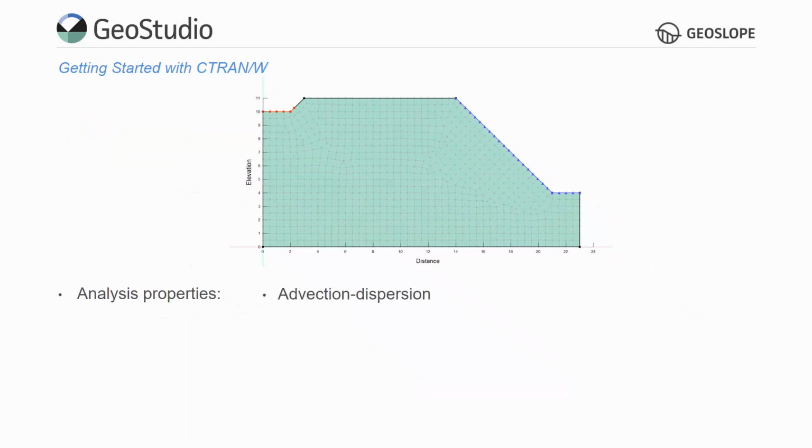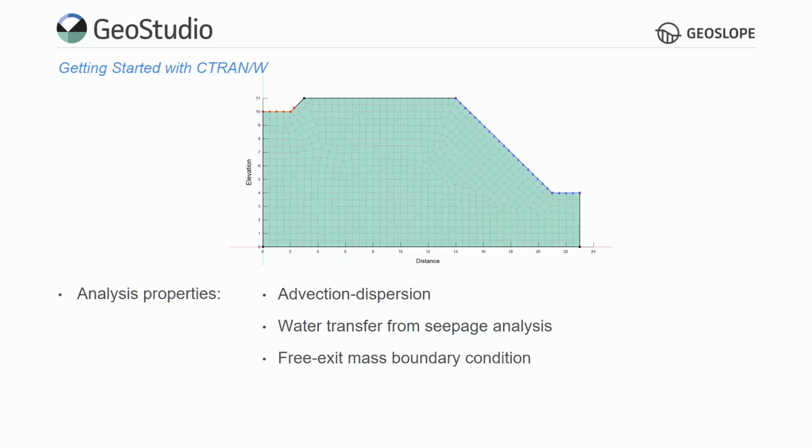This tutorial considers advection dispersion solute transport from a contaminated storage pond. A steady-state seepage analysis provides the water transfer results given the pond near a valley slope. Mass is allowed to exit the domain along the slope and valley bottom. The particle tracking functionality will be used to examine how individual particles may move through the soil over time.